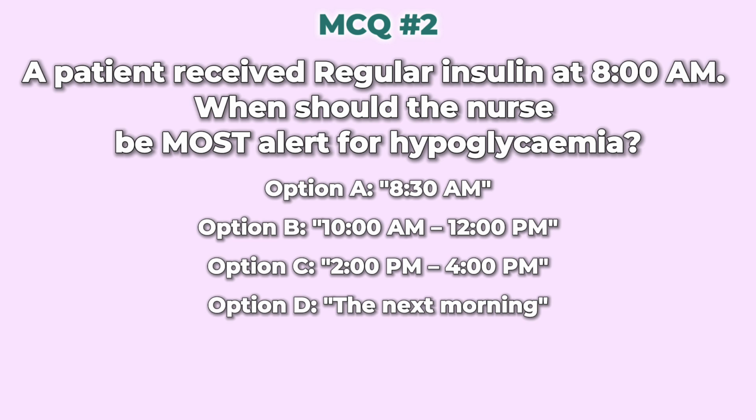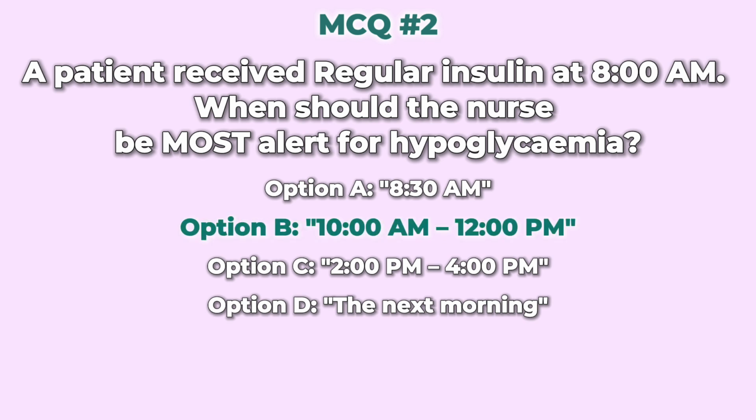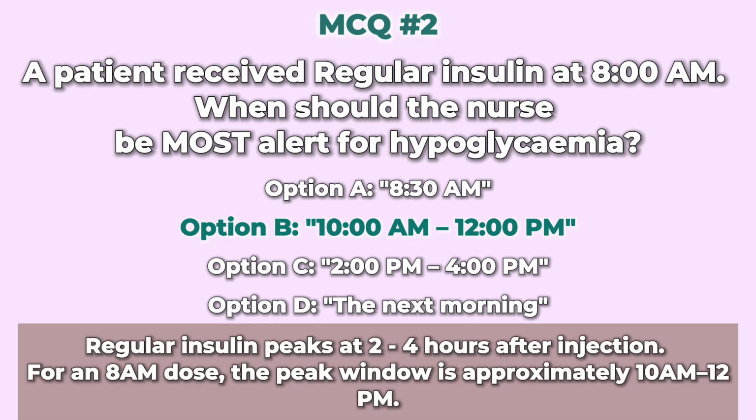The correct answer is B. 10 a.m. to 12 p.m. Regular insulin peaks at approximately 2 to 4 hours after injection. For an 8 a.m. dose, the peak window falls between 10 a.m. and 12 noon. This is when hypoglycemia is most likely. Monitor blood glucose per protocol. Ensure the patient has eaten.